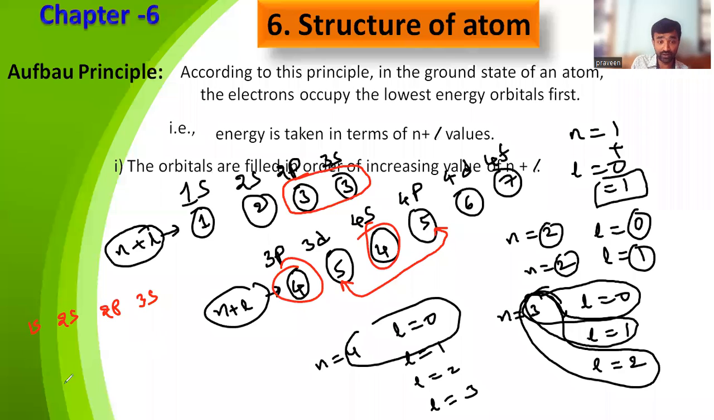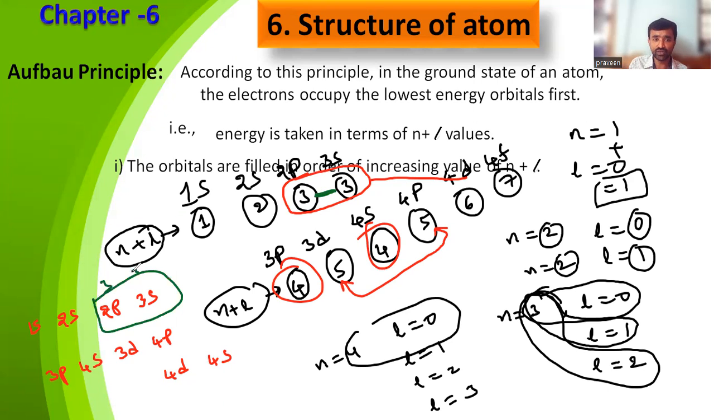So I'm taking that. Okay. Next, 3p. Next, 4 is there, so 4s I will take. Next, 5, 3d I will take. Next, I will take 4p. Next, 4d. Next, 5s. Okay. So according to him, I arranged in increasing order. But there again, the problem is there. There again, the problem is in 2p and 3s here, because they have the same N plus L values. 3 and 3. So which is lowest?